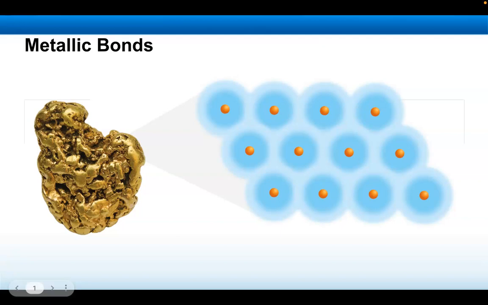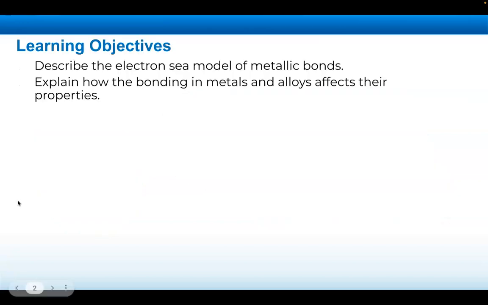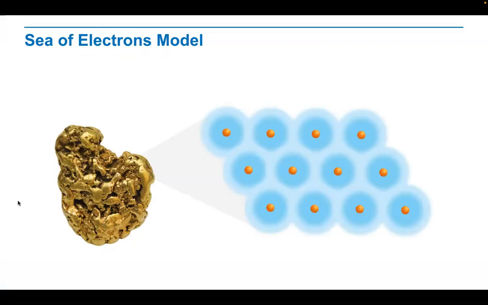Alright, today we're focusing on a third type of bonding, which is metallic bonds. Our learning objectives for the day are being able to describe the sea of electrons model of metallic bonds and explain how the bonding of metals and alloys affects their properties. So, we can describe metallic bonding using the sea of electrons model.